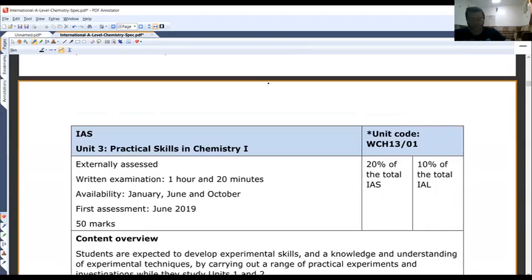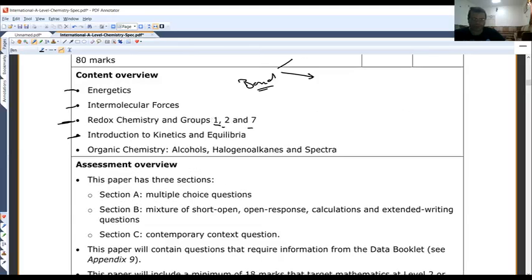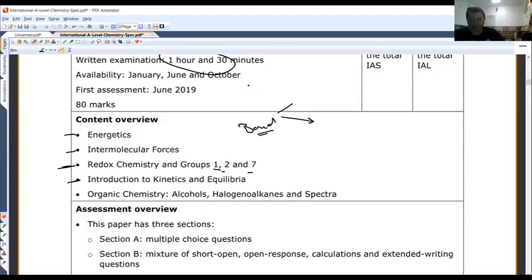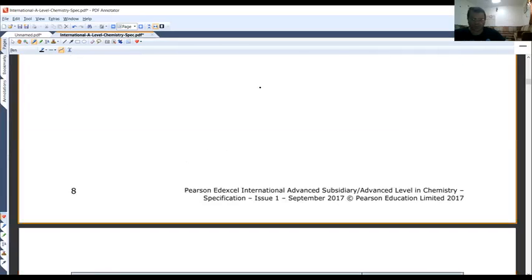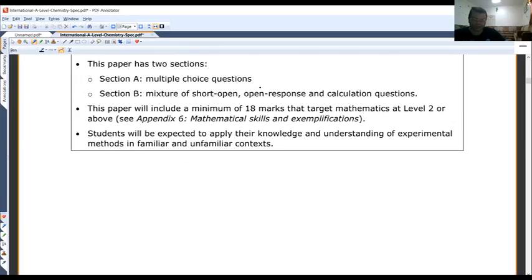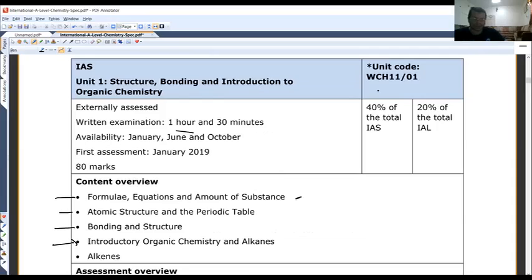In Edexcel, which we have for today, the content of the syllabus is divided into four different papers plus two extra papers as an alternative to the practical. It starts with unit one, and units two and three as the AS syllabus, 4, 5, and 6 for the A2. Each one of those units covers a part of the syllabus.